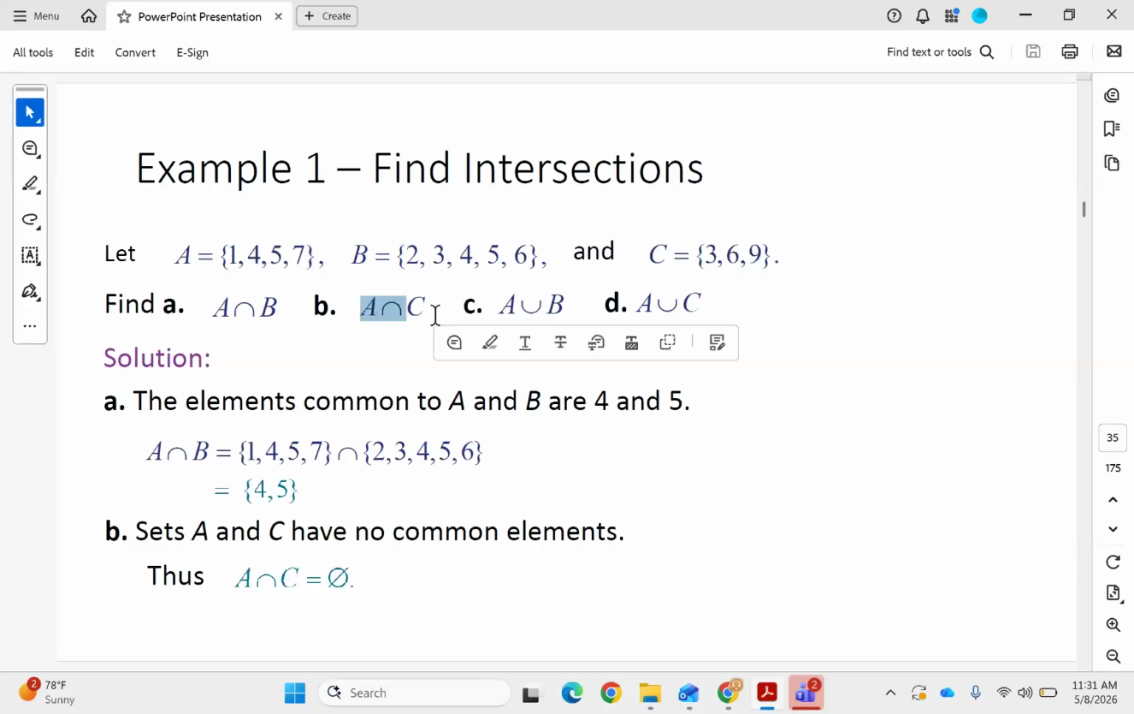The intersection of A and C: if you compare A and C, they don't have anything in common. So there is no element, but for sets, the way to say there are no elements is the empty set. I always ask my students, don't write it as a 0. It looks more like an O with a line across it. That way you don't confuse the empty set with the number 0, because they are different things.